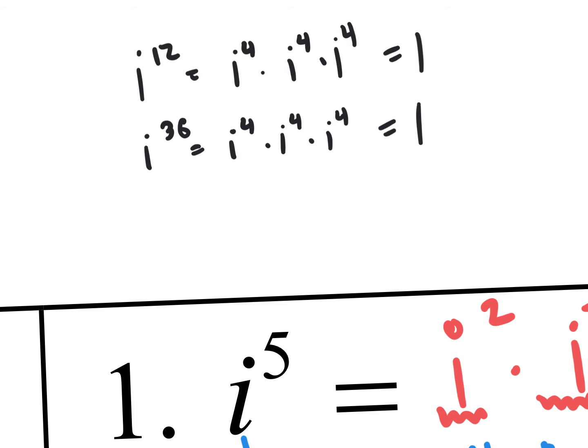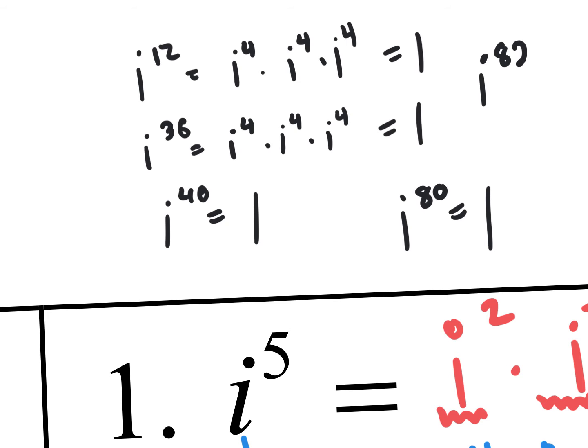So any power that's divisible by 4, like what's i to the 40th? i to the 40th. That's going to be 1. What's i to the 80th? 1. Now, what if I had i to the 82nd?